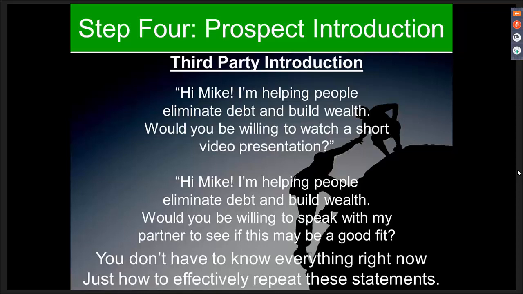You don't have to know everything right now. You just have to know how to effectively repeat these statements to get people to move forward, to take the next step with you, to have confidence in you and the process and in the company.